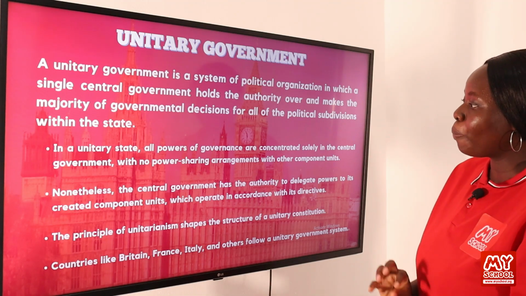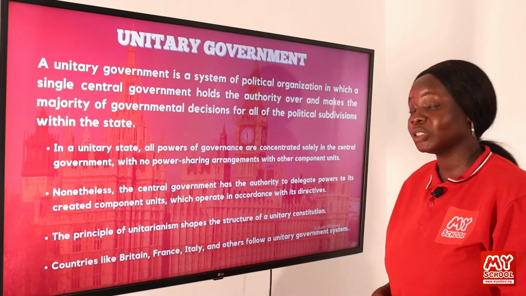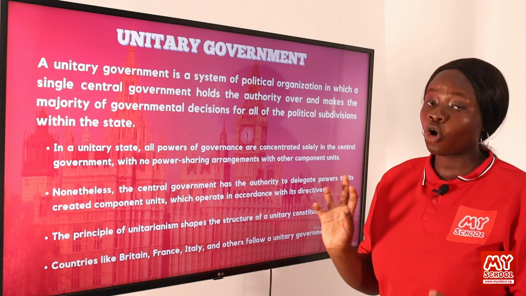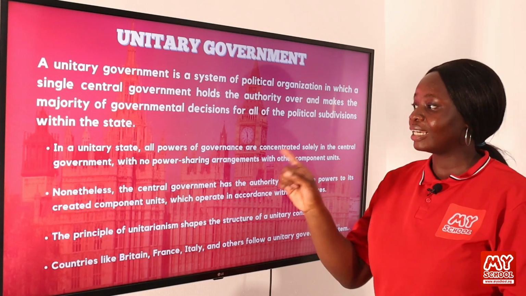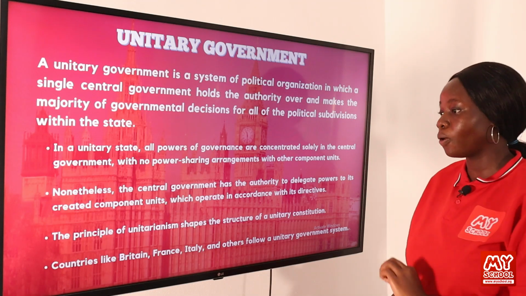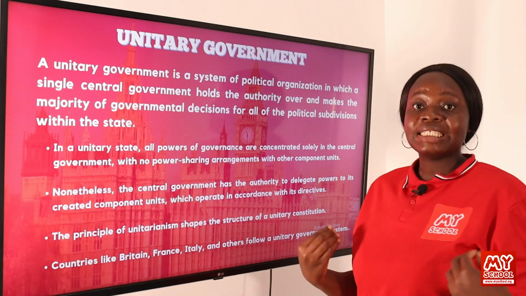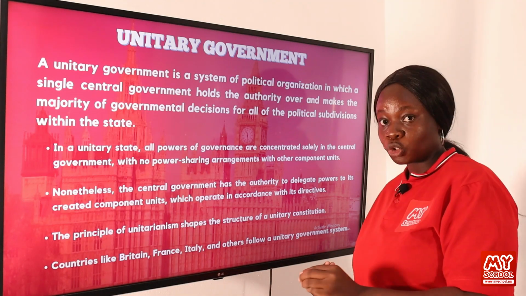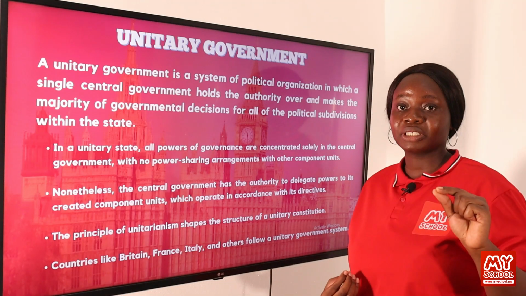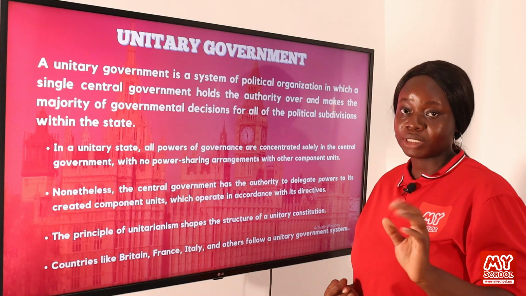Alright, in a unitary state, all powers of governance are concentrated solely in the central government with no power sharing arrangements with other component units. There are no states or local governments in a unitary system. All the powers of government within the states are in the hands of the central government. Nonetheless, the central government has the authority to delegate powers to created component units which operate in accordance with its directives. So they can delegate power to various component units, but these component units answer to the central government. So they obey all the directives that the central government makes. So it is different from a federal or a confederal system of government, as we are going to see later on.